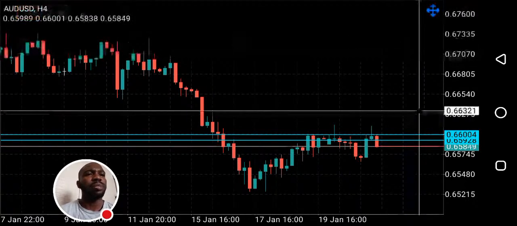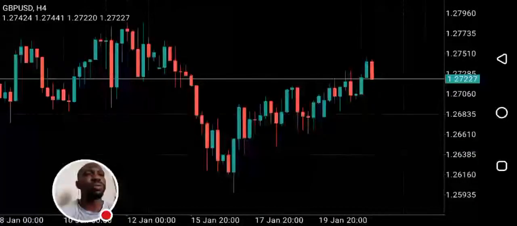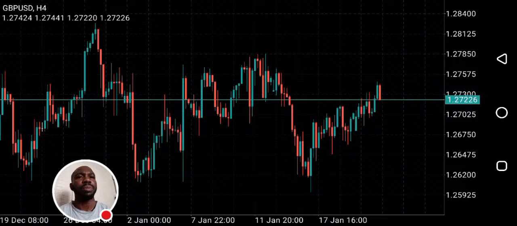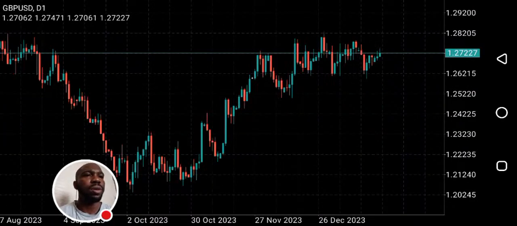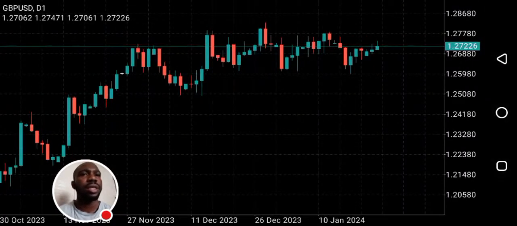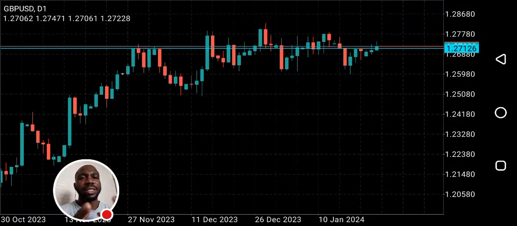Okay, let's move to the next pair, GBP USD. I'm bullish on GBP USD. Let's go to daily. You can see we had a resistance here on the daily time frame, and at the moment the market is trading above that resistance. That indicates that we have more buyers than sellers.